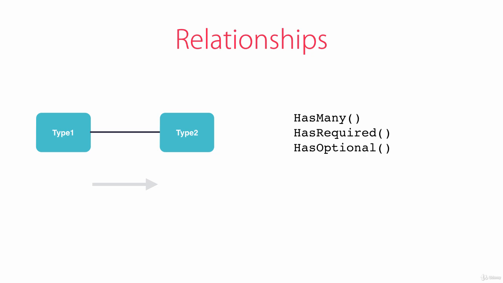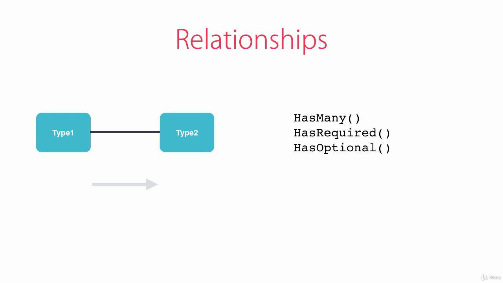So here is the basic idea about configuring relationships. Imagine we have a relationship between type 1 and type 2. When it comes to configuring relationships with Entity Framework, we can start from either end. It doesn't matter. So in this example, I'm starting from type 1 going towards type 2.